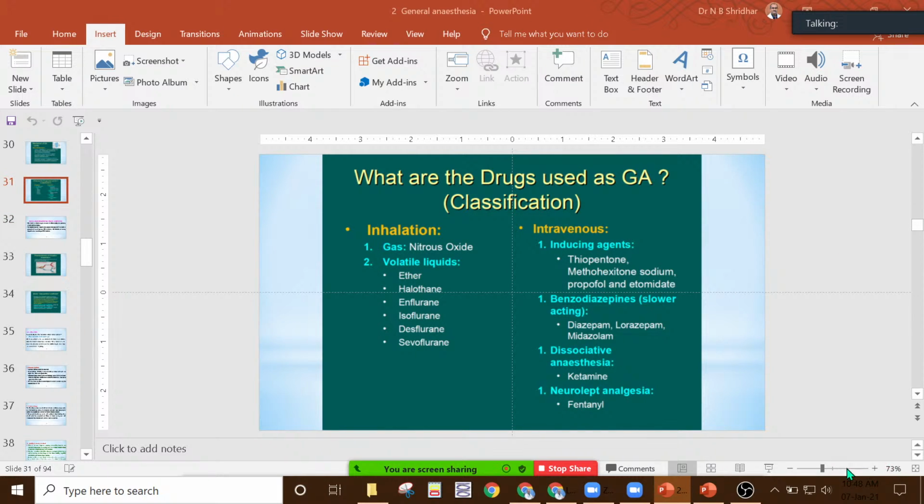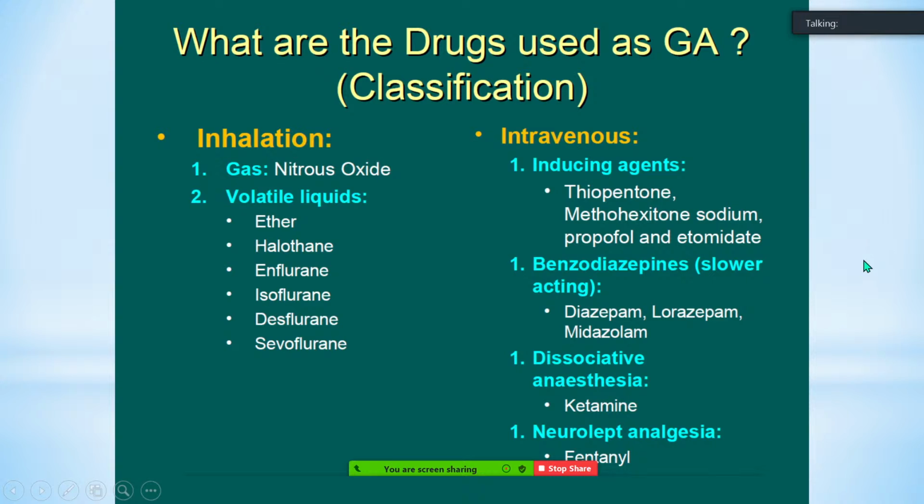So yesterday we were discussing the inhalant anesthetics, their mechanism of action, and the classification of the inhalant anesthetics. We had seen this particular classification in which the inhalation anesthetics were classified as gas and volatile liquids. The gas was nitrous oxide, which was invented in 1844, and the volatile liquids like ether, halothane, enflurane, isoflurane, desflurane, and also sevoflurane are the volatile anesthetics.